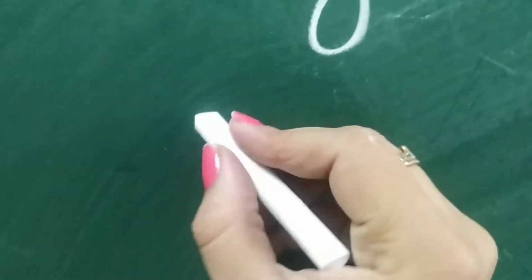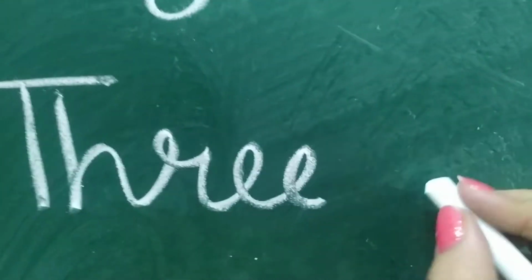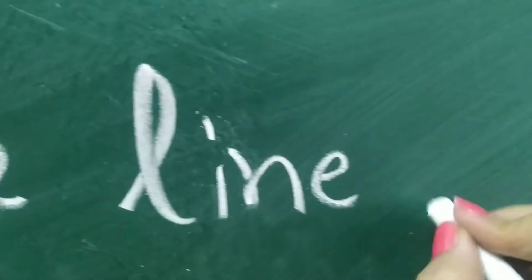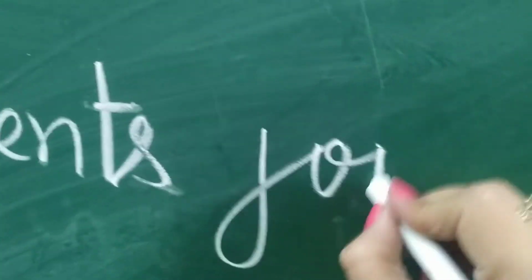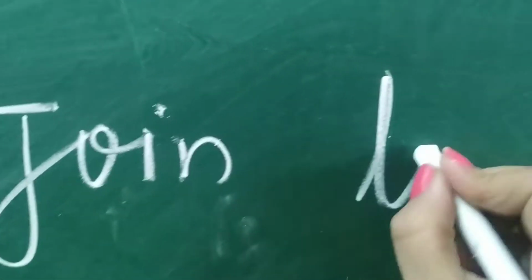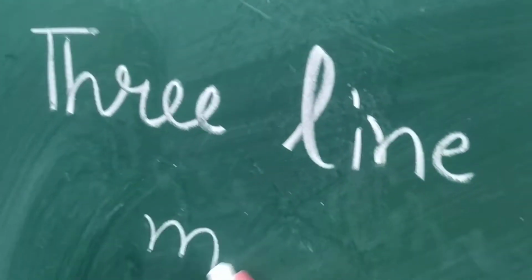So three line segments joined together make a triangle.